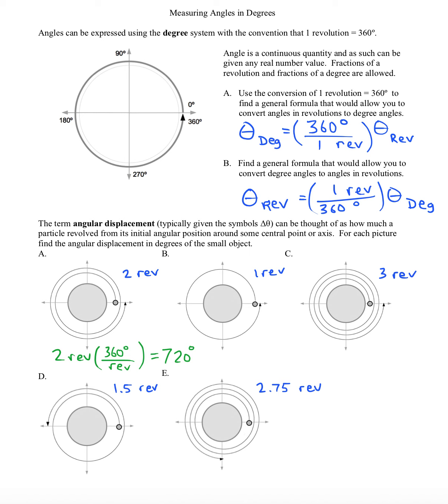Alright, so following that same approach that I used, here we would have 360 degrees. It's 1 time around the circle. Here we're going 3 times around the circle, so that's going to be 1080 degrees. Here we'll have 1.5 revolutions, so that'll be 540 degrees. This one turns out to be 990.